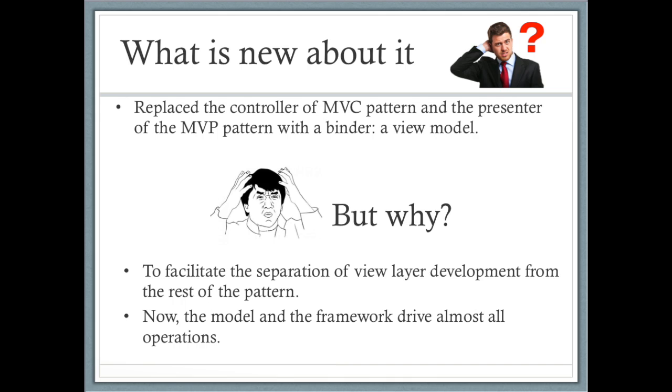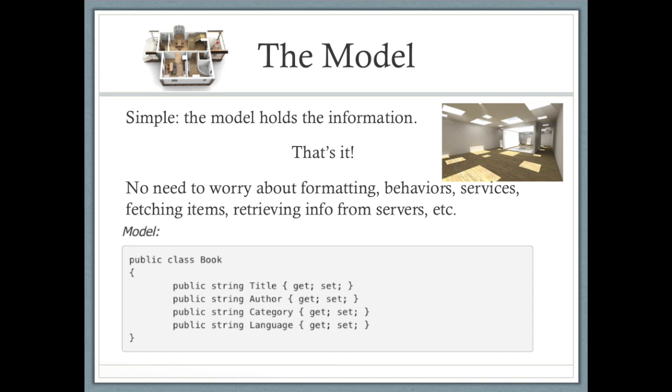Now the model and the framework drive almost all the operations. This pattern uses the binder, view model, and any business layer's data checking features to validate incoming data. The result is that the model and framework drive as much of the operations as possible, eliminating or minimizing application logic, for example, code behind. Now let's talk about each part of this pattern.